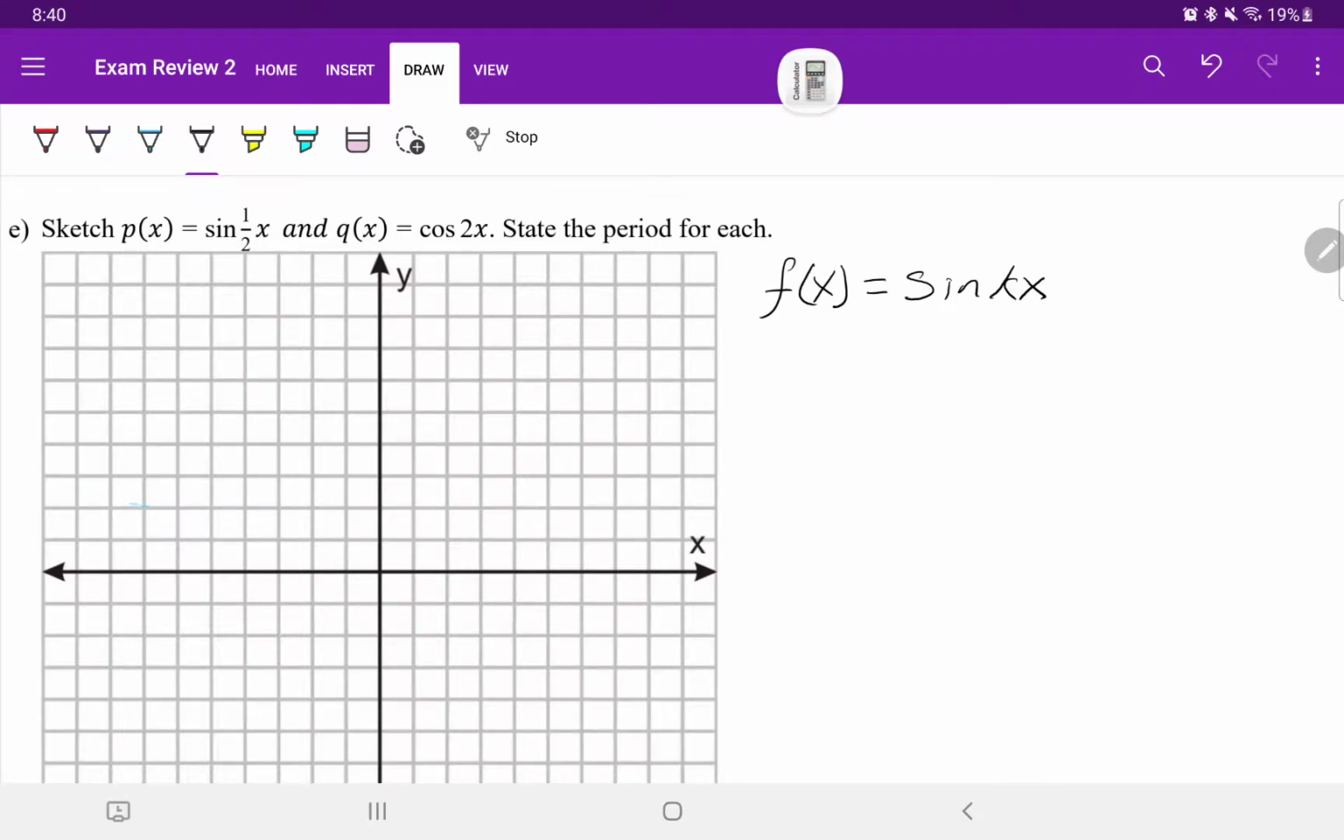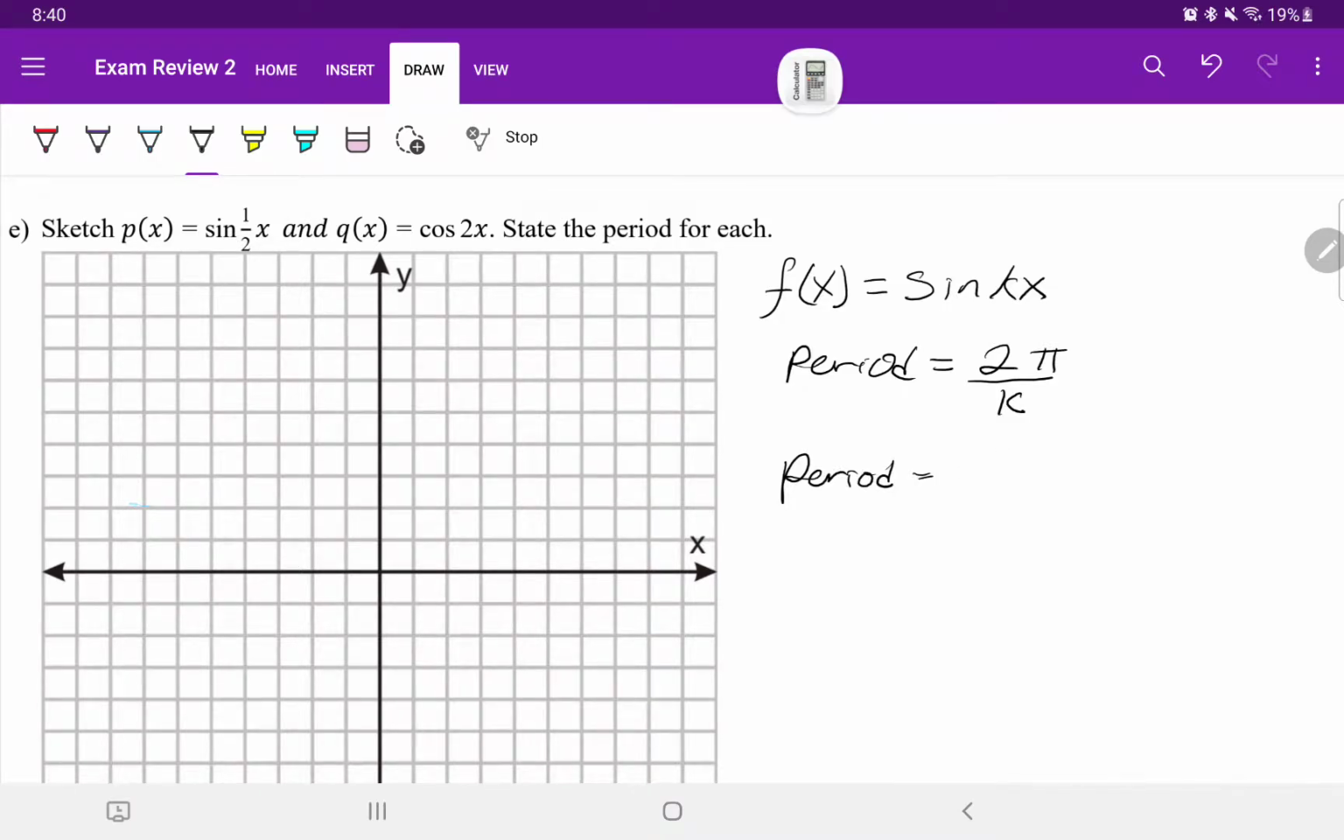Now, to find the period when there's a number, a coefficient, to your sine or cosine function, the period equals 2 pi divided by k. And k is the coefficient of that variable x. The period means how long it will take for your function to make one revolution around.